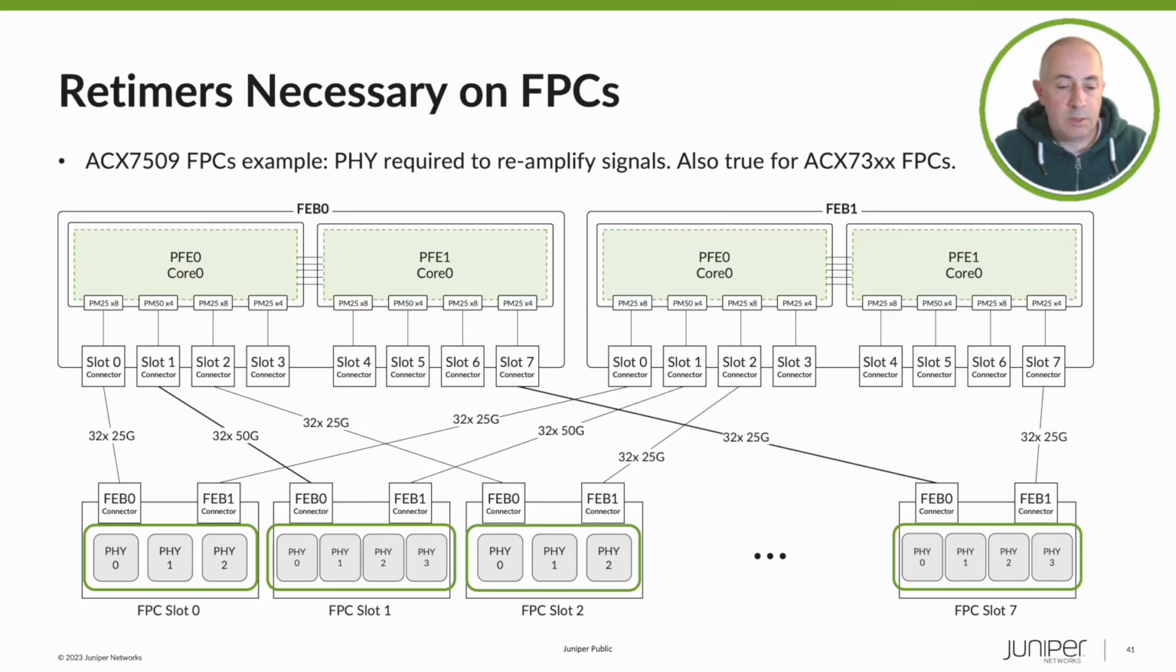The PHY transceivers can be configured in retimer mode, and that's something you will see typically when you need to reamplify the signal, whether it's a very long trace on the PCB, or if you do have modular parts, the FPC that you're going to insert on the ACX7009 and ACX7300 will be connected through connectors, and this will have an impact on the quality of the signal. So that's why every FPC is always coming with a retimer to reamplify these signals and give them a better quality.